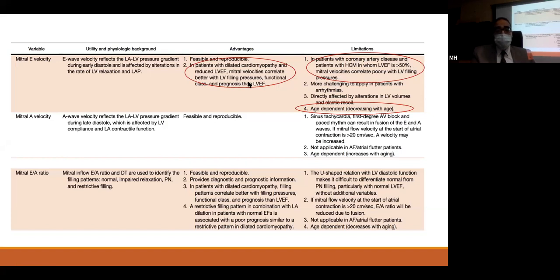But it is reliable and correlates better with the LV filling pressures in patients with dilated cardiomyopathy and reduced ejection fraction. So it is reliable in patients with reduced ejection fraction, but it correlates poorly with the LV filling pressures in patients with normal ejection fraction and left ventricular hypertrophy. It is also age dependent. We know that with increasing age the E velocity increases, and it is normal to find a reversal E/A ratio and even grade 2 diastolic dysfunction in elderly patients.